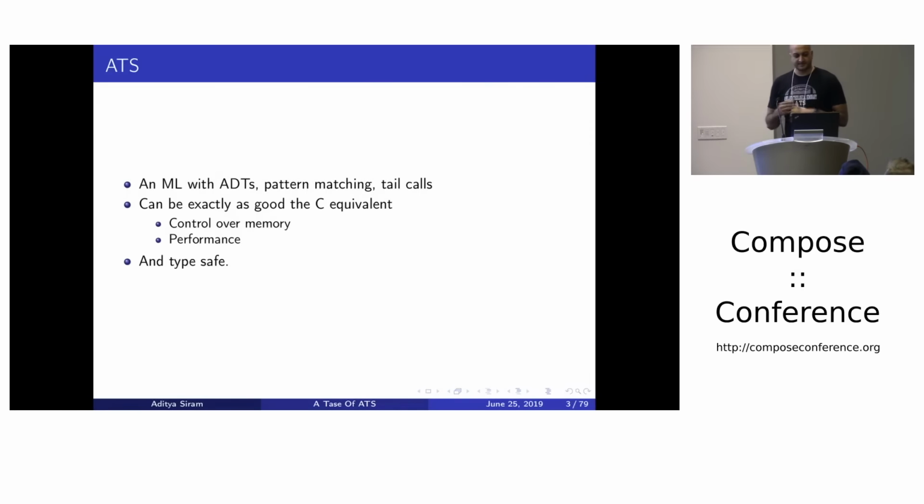It's an ML. It's got algebraic data types, pattern matching, all of that good stuff, tail calls. But you can write code that is as fast and uses as little memory as C. And it's also type safe. So at the end of the day, the initial 10-second hook is it's blazing fast and type safe.